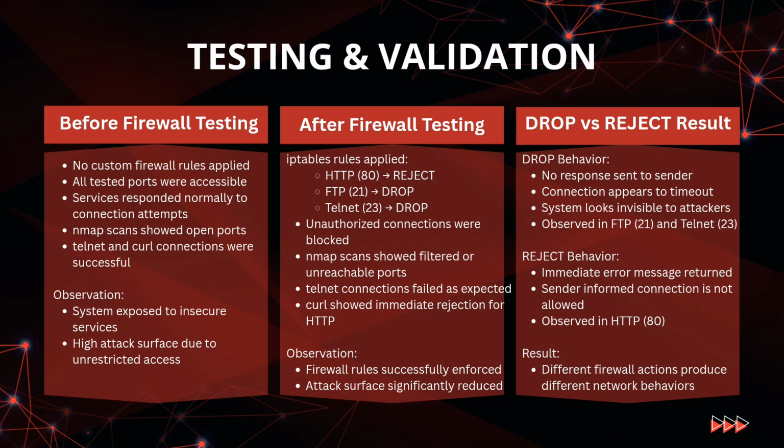Drop versus reject results. Drop behavior: no response sent to the sender. The connection appears to time out, and the system looks invisible to the attacker. Observed in FTP 21 and Telnet 23. Reject behavior: an immediate error message is returned. The sender is informed that the connection is not allowed. Observed in HTTP 80. The result: different firewall actions produce different network behaviors.